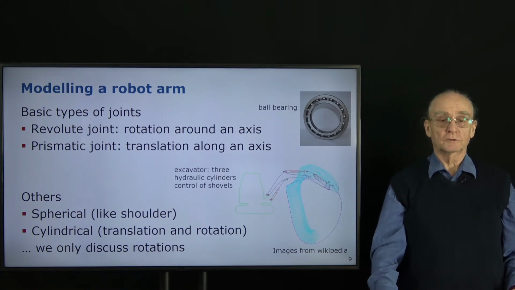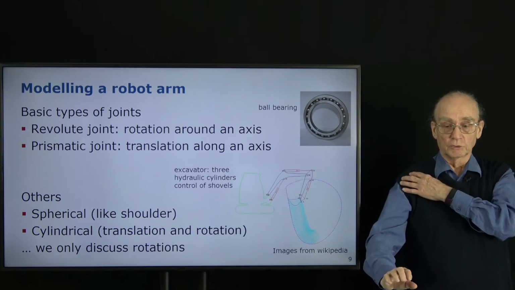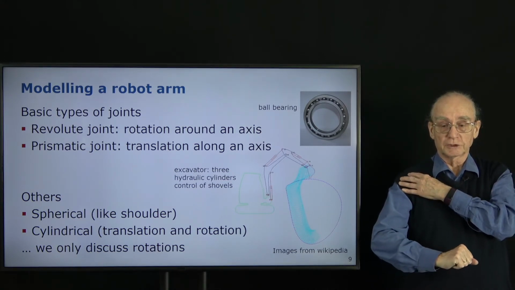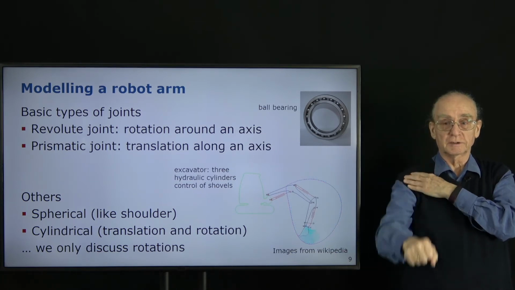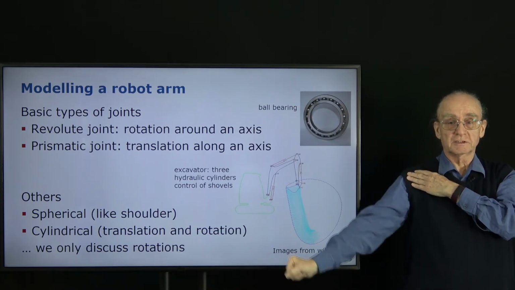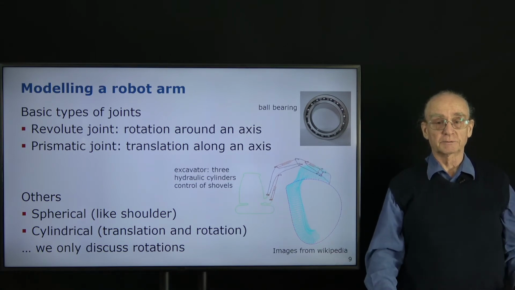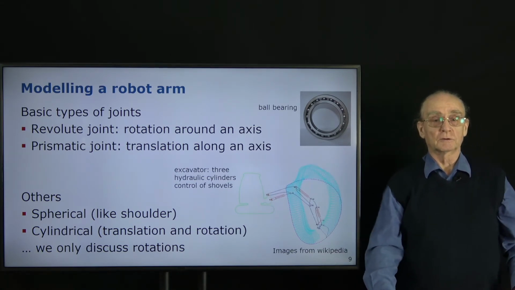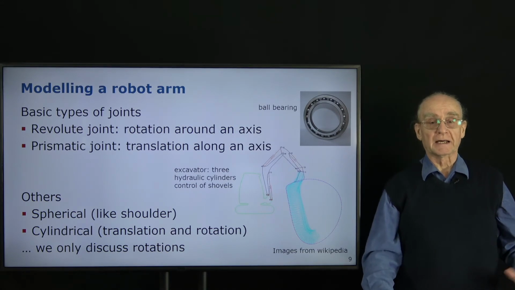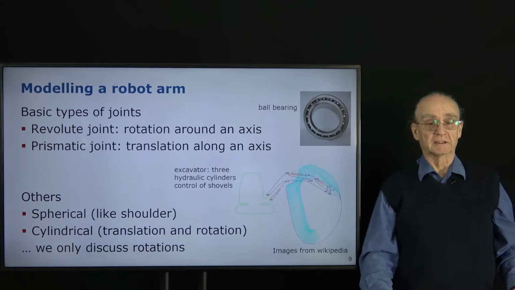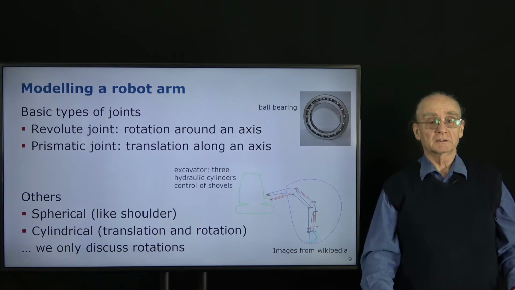There are others, of course, for instance, spherical joints like our shoulder. So we have the rotation in this direction, we have the rotation in this direction, and we have the rotation in this direction, which is the 3 angles which we know. And there are also cylindrical joints which have a translation and a rotation simultaneously. We only discuss rotations, that means only revolute joints.